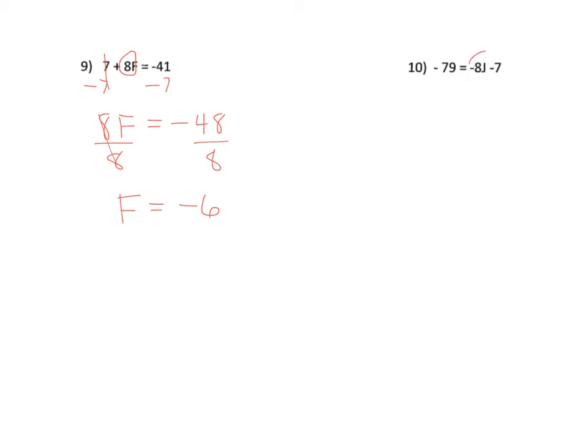On number 10, circle the term with the variable. I need to get rid of the minus 7, so I'm going to add 7 to both sides. This is going to give me negative 72 is equal to negative 8j. And now instead of multiplying by negative 8, I'm going to divide by negative 8 on both sides. Negative divided by a negative is a positive. 72 divided by 8 is positive 9. J is equal to positive 9.